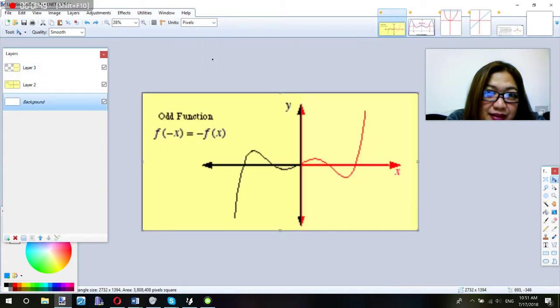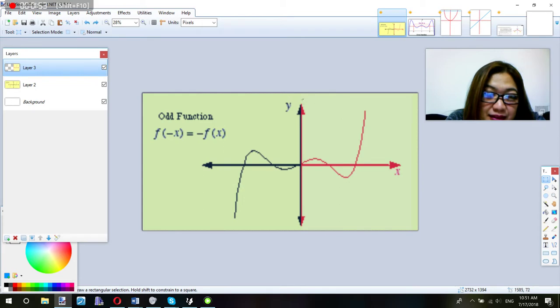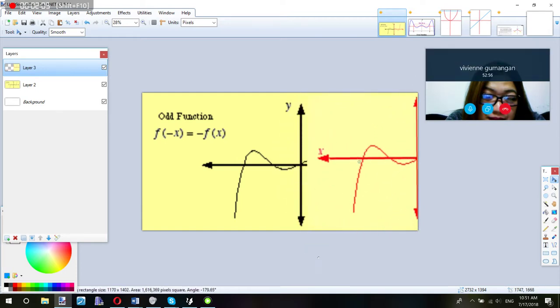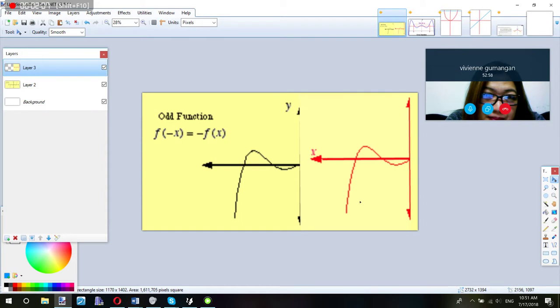Okay, odd functions are a little bit trickier. The way I like to think of odd functions is as rotations. So if I rotated the right side of this graph 180 degrees, I would get the left side of the graph. So that would look something like this. If I take this right side of the graph in red, and I rotate it 180 degrees, then I get an image that looks like the left side of the graph, right?